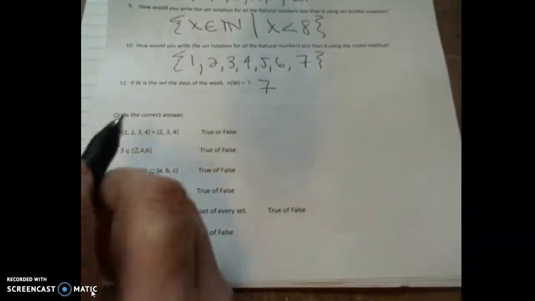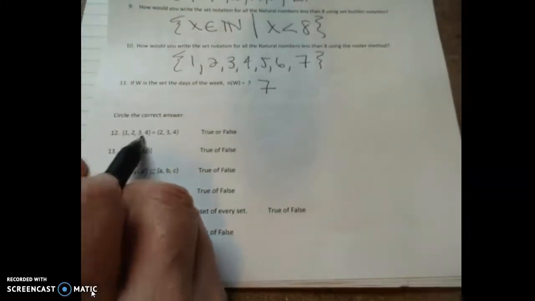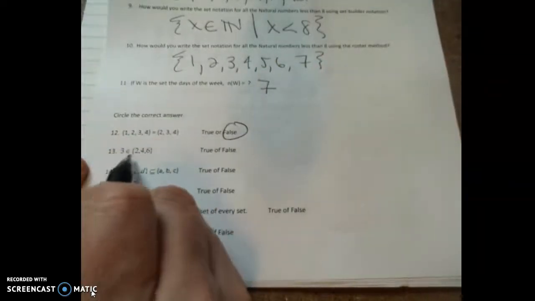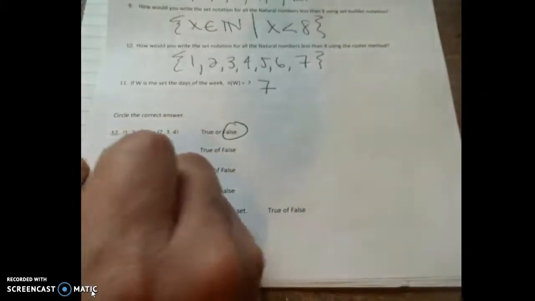All right, true or false. Let's see, is {1, 2, 3, 4} equal to that? False, because they don't have the same elements. Is 3 an element of that? Nope, because it's not on the list, so that's false.